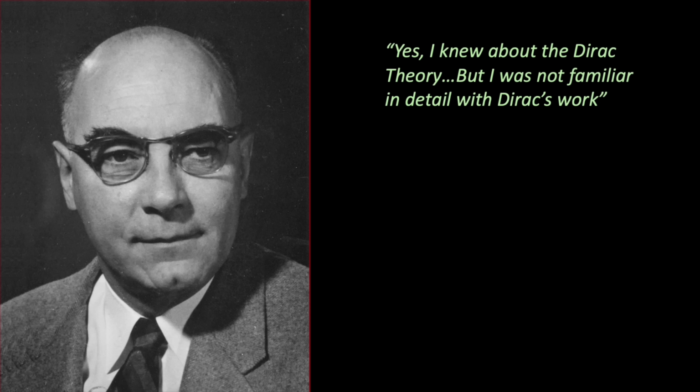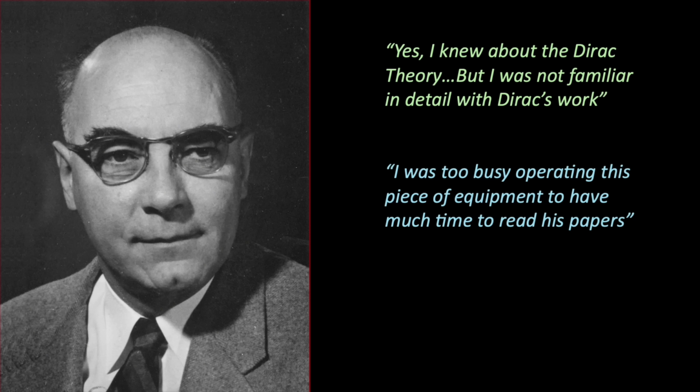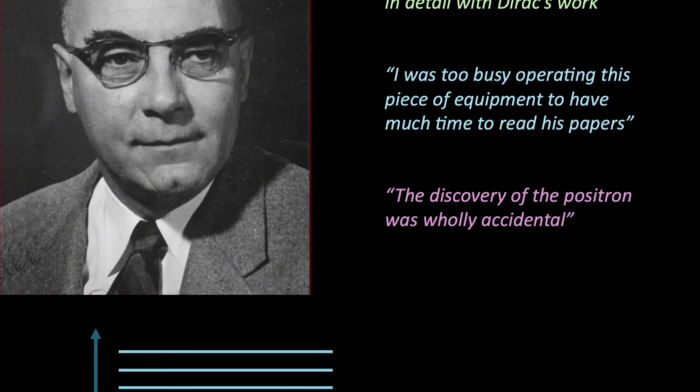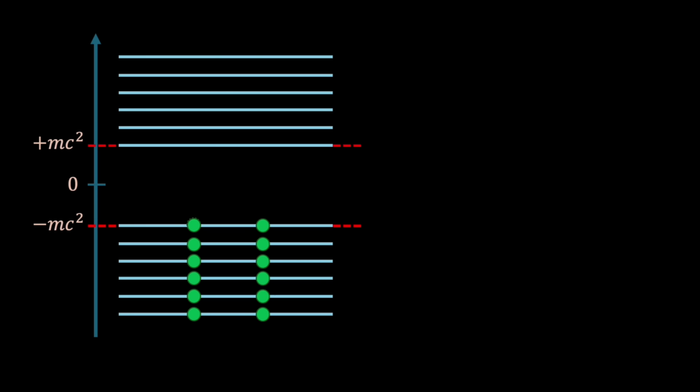Reflecting on Dirac's work, Anderson later admitted, "Yes, I knew about the Dirac theory, but I was not familiar in detail with Dirac's work. I was too busy operating this piece of equipment to have much time to read his papers. The discovery of the positron was wholly accidental." Despite its accidental nature, the discovery became one of the most significant validations of Dirac's theory, a bold theoretical prediction confirmed by experiment.